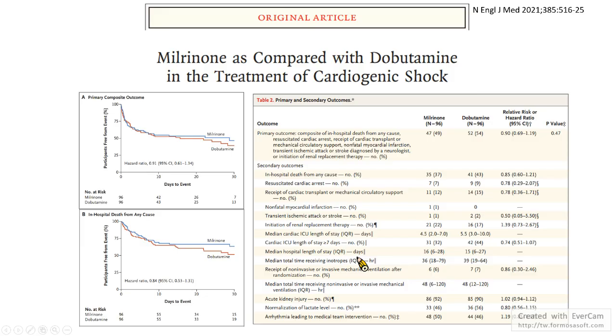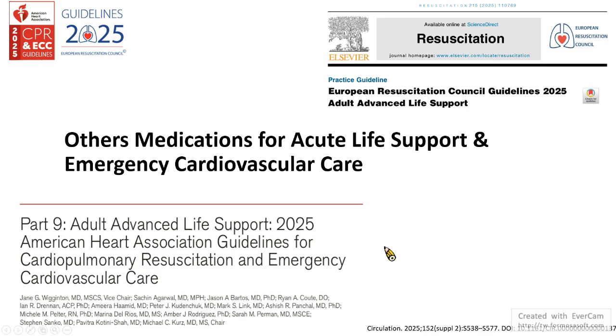And here is just a demonstration trial comparing milrinone to dobutamine, and you can see the primary outcome, the other secondary outcomes, and also the safety as the arrhythmia event. These two medications are quite similar to each other with no significance detected in each outcome provided.